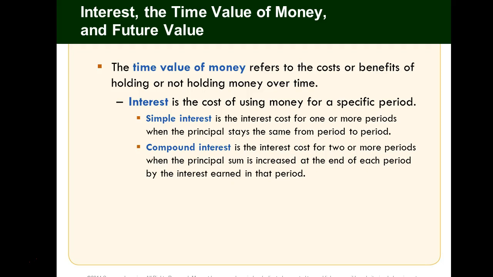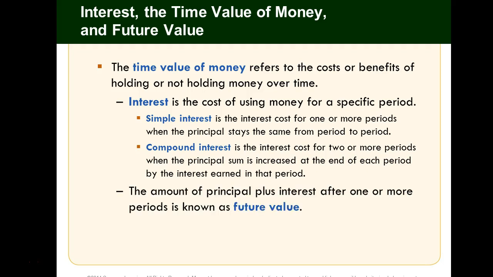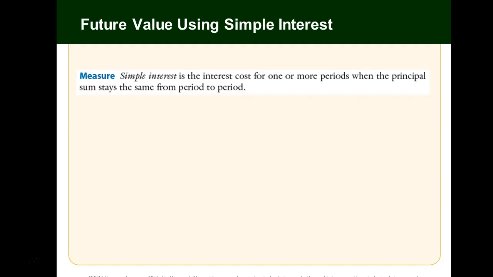So let's say you don't pay your car loan. Your car loan doesn't stay at that same amount. It usually has the increased interest that you forgot to pay, and then you're paying interest on that balance that now includes interest. The amount of principal plus interest after 1 or more periods is known as future value.